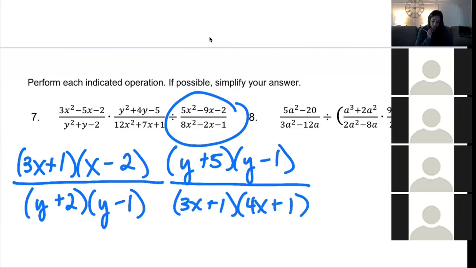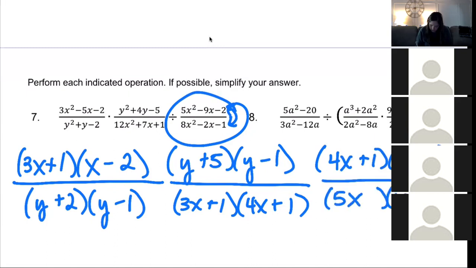So then we have 3x plus 1, 4x plus 1. And I'm going to go ahead and flip these because it's division and put the 8x squared minus 2x minus 1 on top. So it would be 4x plus 1 and 2x minus 1. And then on the bottom, 5x plus 1 and x minus 2. And all of these are multiplied by each other.